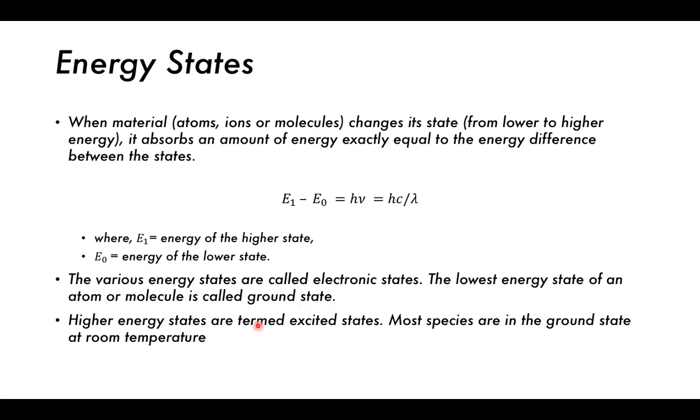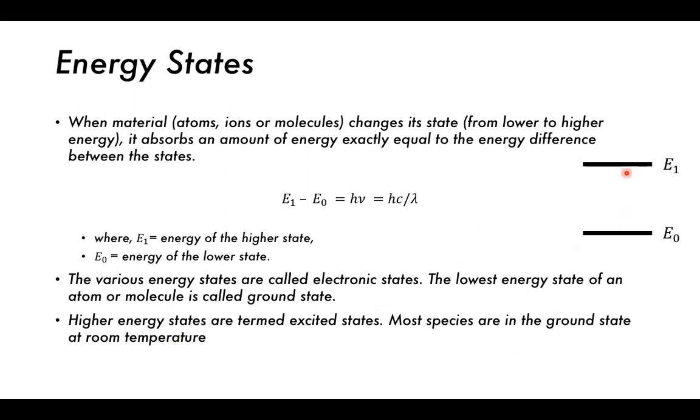We have the first excited state, which is the one after the ground state. We have the second excited state, which is higher in energy than the first, then the third, the fourth, and so on. Typically, though, we'll only be talking about the first and maybe the second. Most species are in the ground state at room temperature. So actually, there are very few molecules in the excited states at room temperature. Most of it is in the ground state.